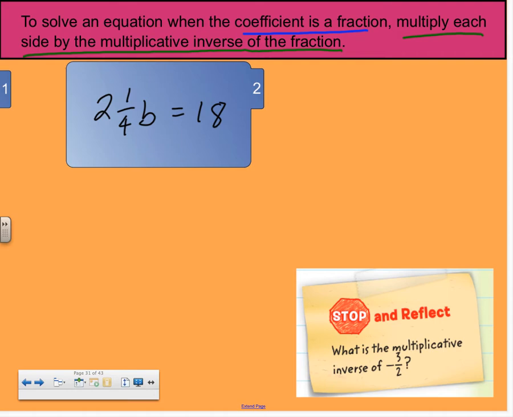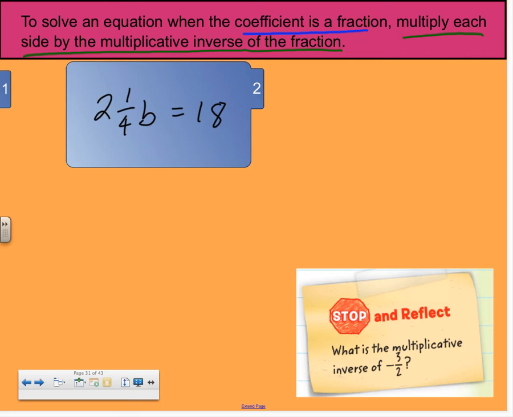Okay, we do want to multiply each side by the multiplicative inverse, but the problem is I have a mixed number. So what am I going to do first, Trevor? Well, we can set the 2 to the side if I'm trying to convert the fraction to a decimal. But right now I need to use the whole mixed number. So what do you think I'm going to do, Madison? I'm going to take 2 1/4 and change it into an improper fraction.